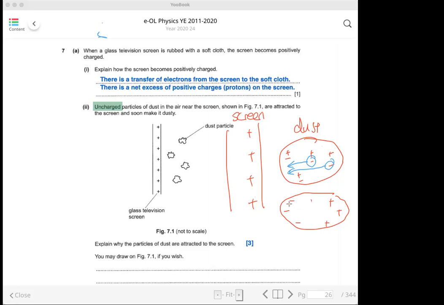Because if the left side has 3 negative and the right side has 3 positive, the force should cancel out. So why does it still move towards the screen? Anyone know why? Or you all still need help? Okay, I use the green color ink to give a hint. Why would the dust still move towards the screen even though the number of negative and positive charges are still the same?